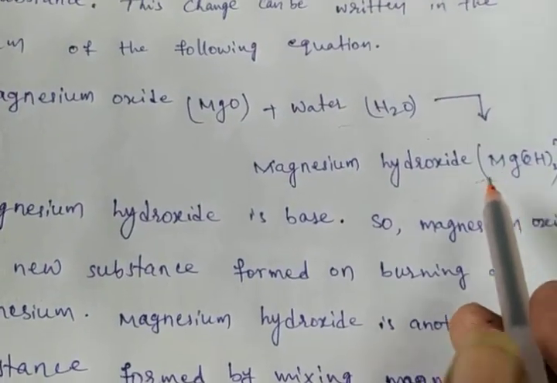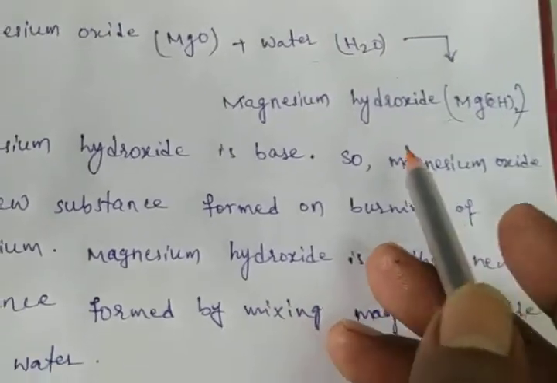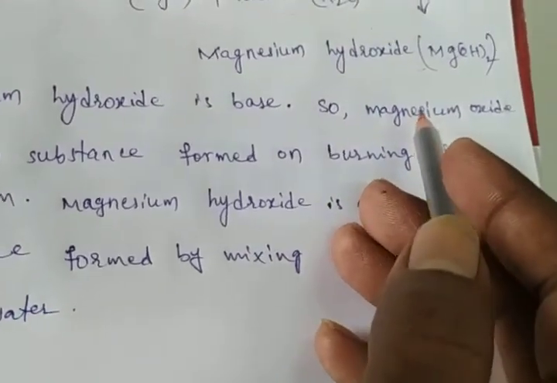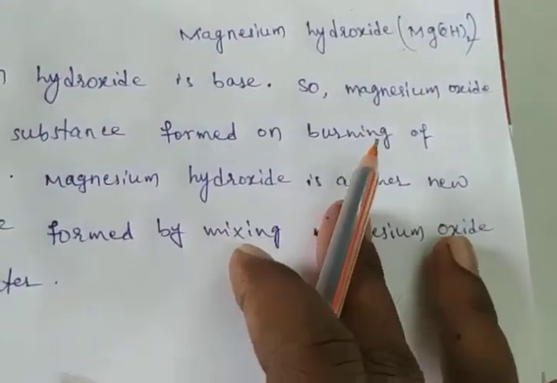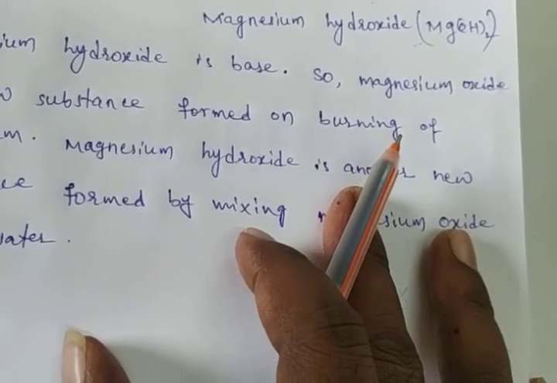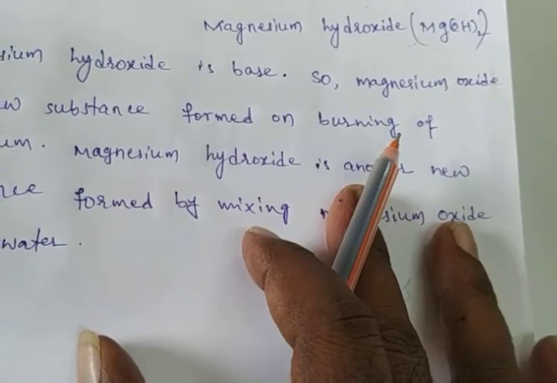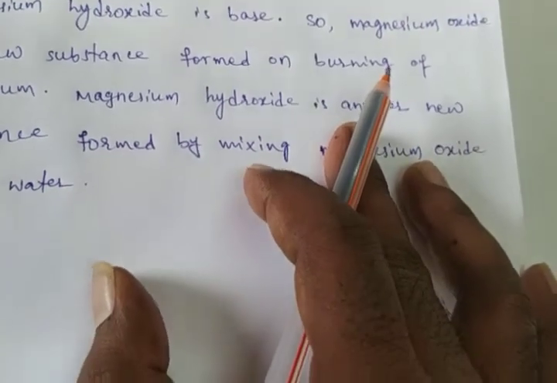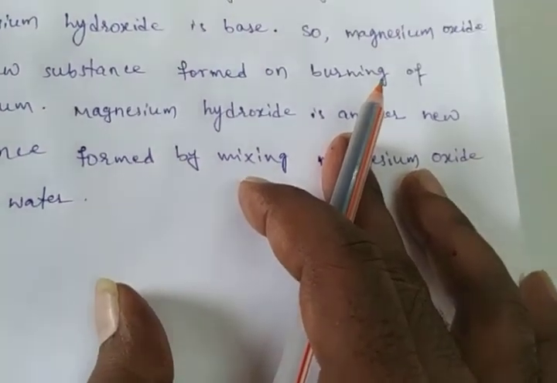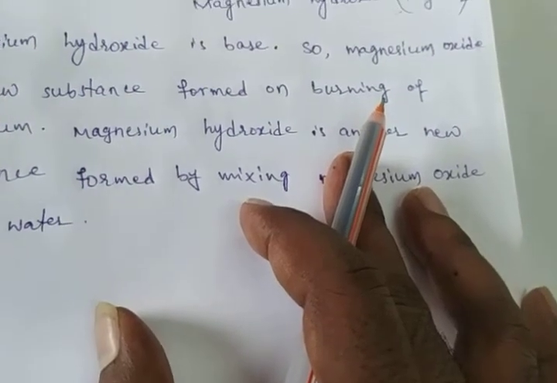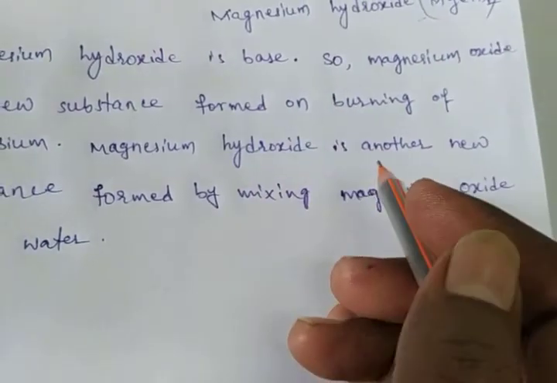In the last chapter we discussed that magnesium hydroxide is a base. How can we identify that magnesium hydroxide is a base? Already in the last chapter, antacid: magnesium hydroxide is used as an antacid. If we suffer from acidity, we can use antacid tablets. Acids and bases we discussed already. So magnesium hydroxide is a base.